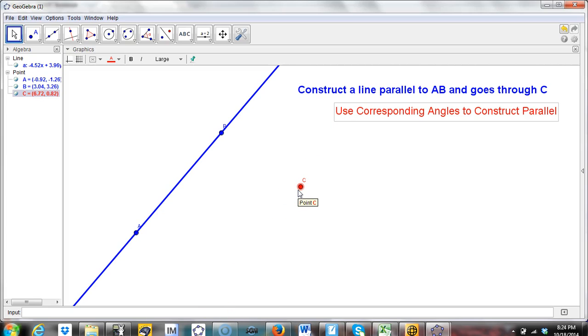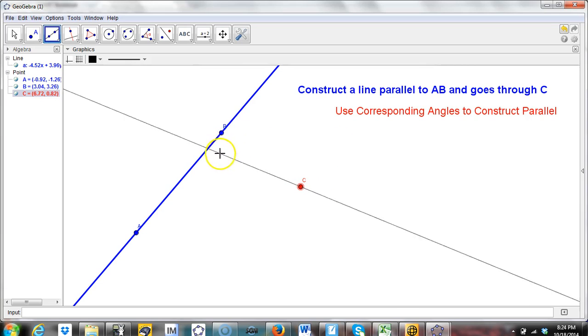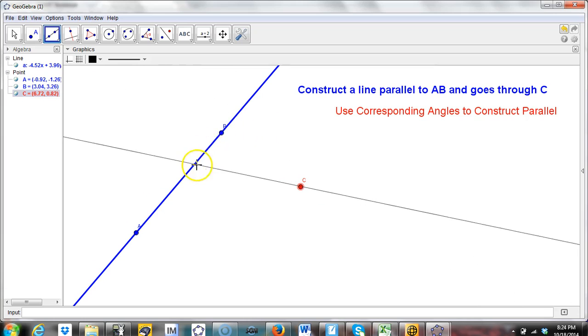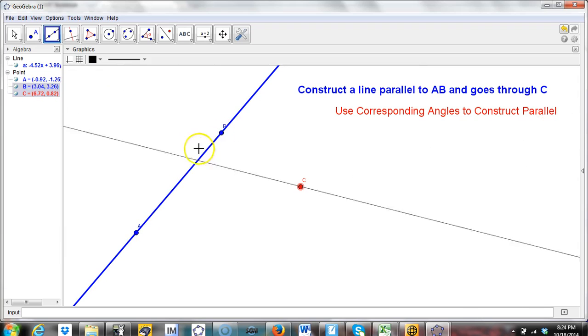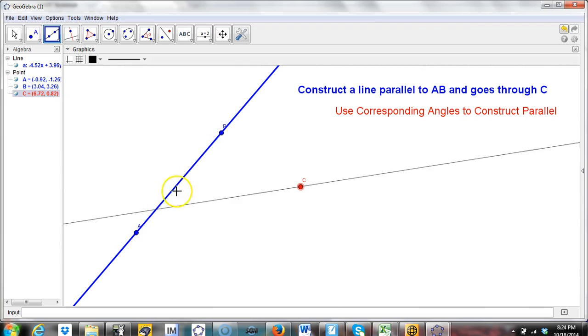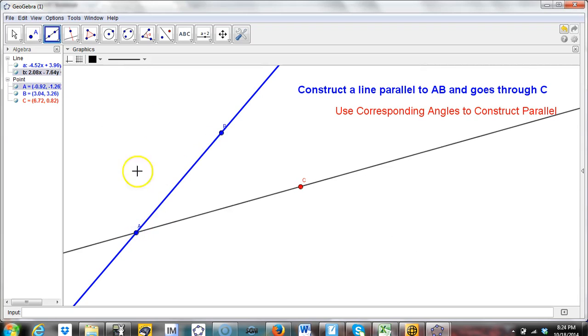So what we need is a transversal. And since my parallel line is going to go through point C, and I'm going to use angles, I'm going to use point C as a point on my transversal. And then I'm just going to pick, for convenience's sake, either A or B since they're already up here. Maybe A. I'm going to use A as the other point on my transversal. Okay, so now that we look at this blue line, the transversal, we have four angles that are made. So if I want to do corresponding angles, all I have to do is highlight one of these four.